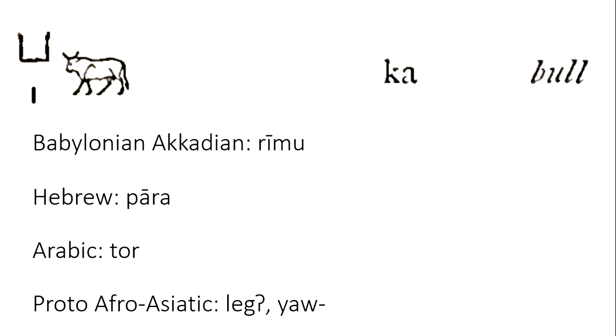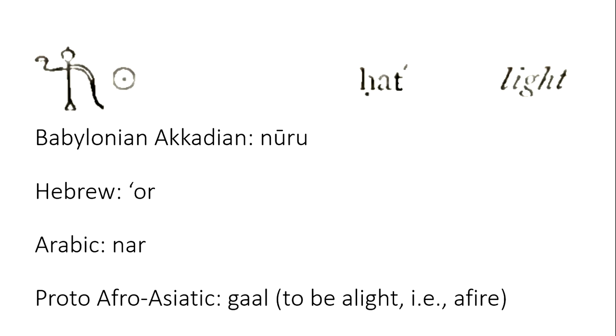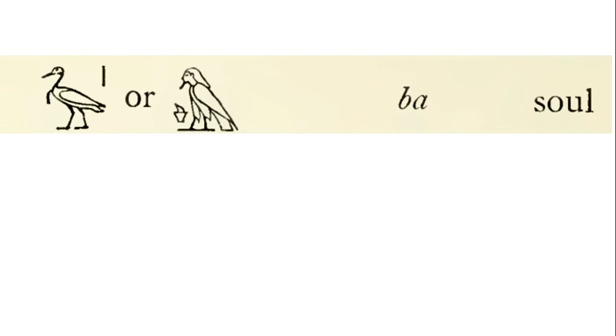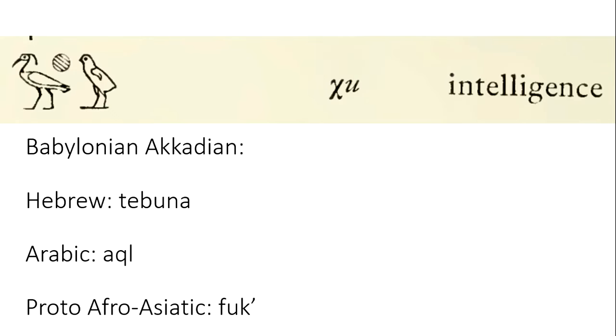Car, bull. Kekui, darkness. Hut, light. Up, heart. Ba, soul. Ka, double or genius. Hu, intelligence.